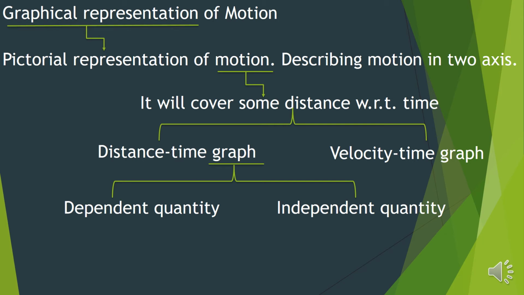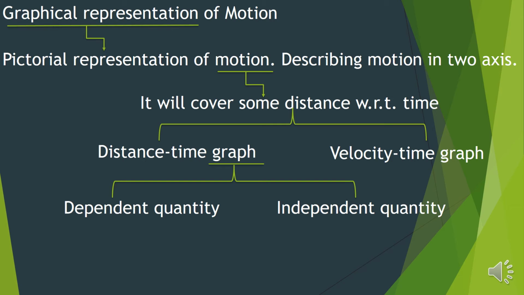ओके, इन दोनों क्वांटिटीज को हम ग्राफ में दिखाते हैं. How do we show it? We show it on X axis and Y axis. तो हमारे पास कितने एक्सिस हैं? दो, X and Y. How many quantities? Two, dependent and independent. Now there is no hard and fast rule. ऐसा कोई रूल नहीं है कहीं पे भी.